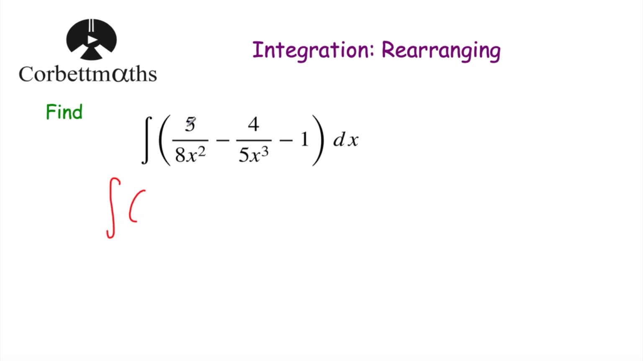So here we've got 5 over 8x squared. I'm going to bring the x squared up, so I'm going to leave that as 5/8. So I'm going to keep that fraction as it is, and then I'm going to write beside it x, and then I'm going to write negative 2. Just bringing that up and putting it beside it and writing it as x to the power of negative 2.